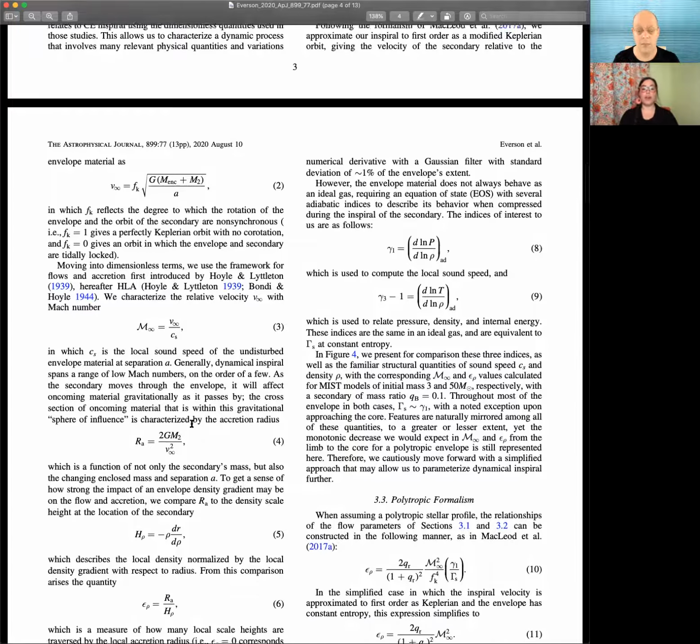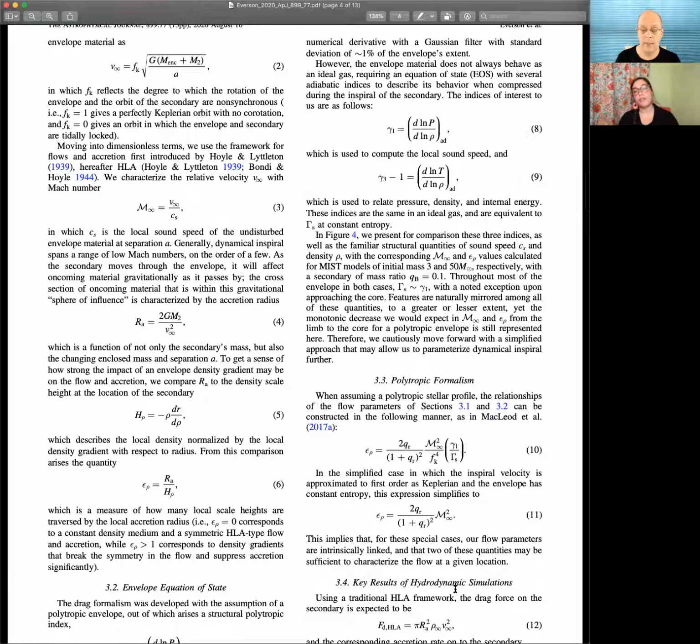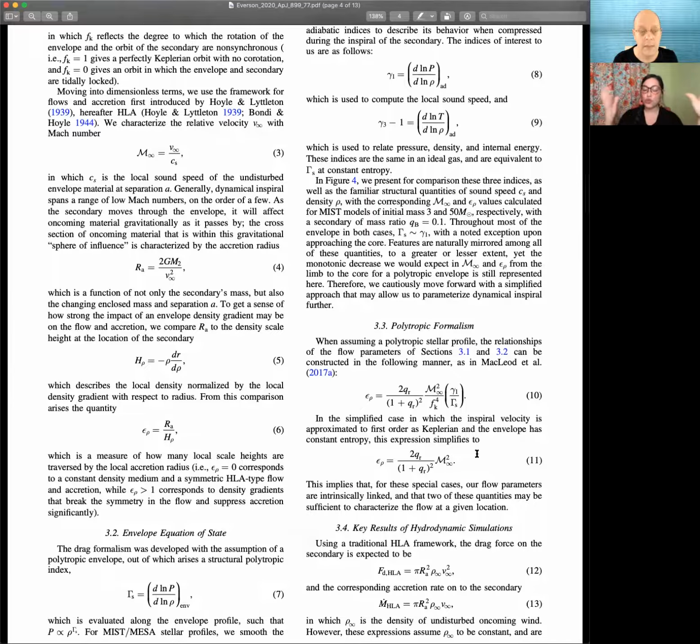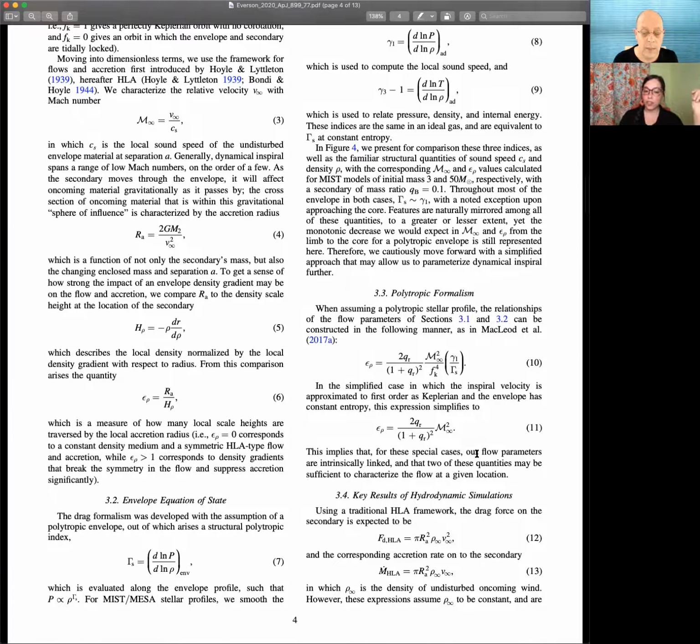So epsilon rho is a dimensionless way of characterizing the density gradient in the envelope. And the reason we care about that is because in old-fashioned Hoyle-Littleton accretion theory, when you have an object with a wind blowing against it of constant density, it has very efficient accretion. And in the past, a lot of work on common envelope assumed this Hoyle-Littleton style.